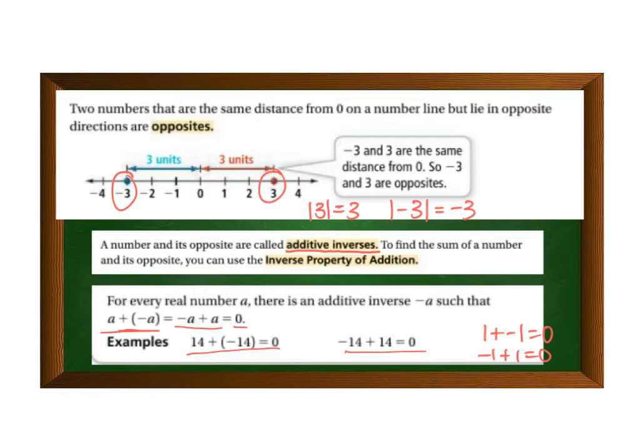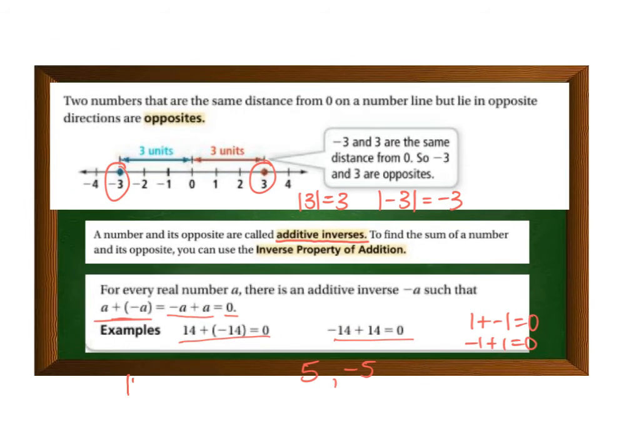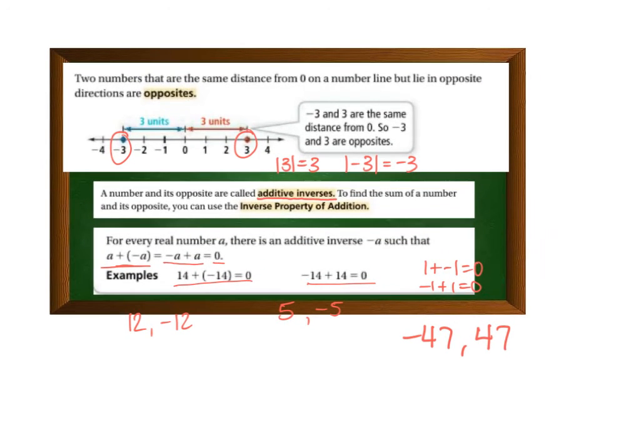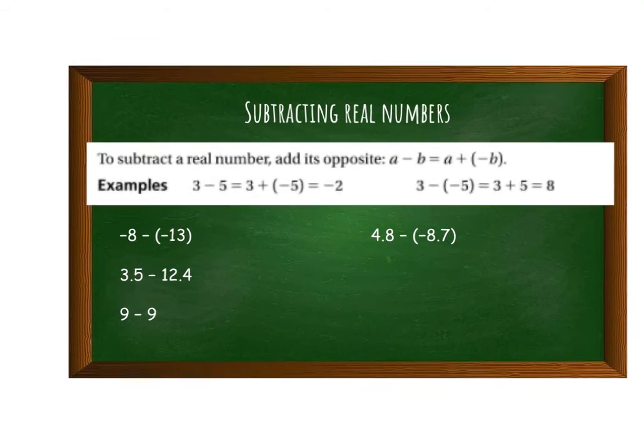Additive inverses. So what's the additive inverse of 5? Negative 5. What's the additive inverse of 12? Negative 12. What's the additive inverse of negative 47? Positive 47, okay? It goes on and on and on. You get it. Okay, subtracting real numbers.